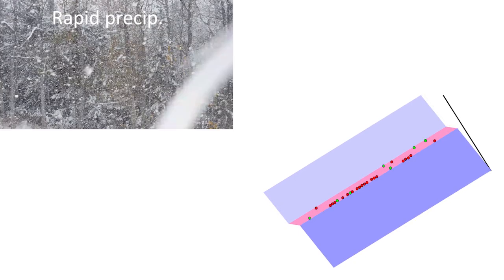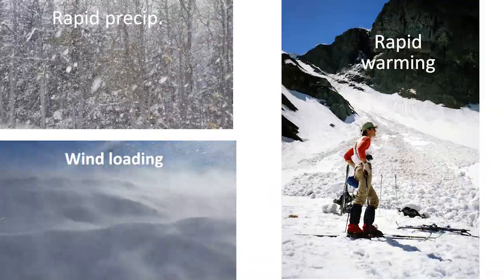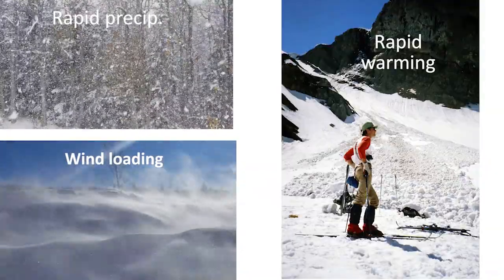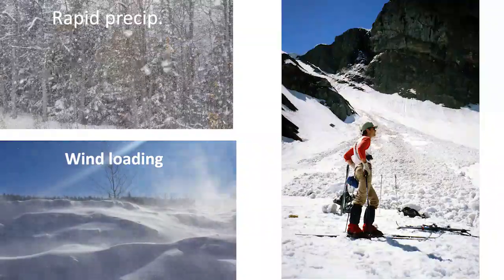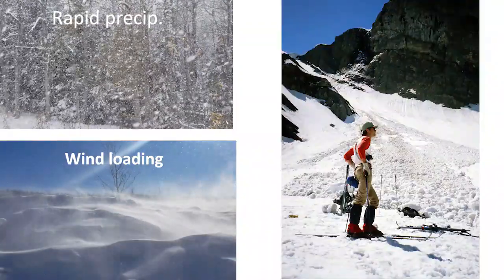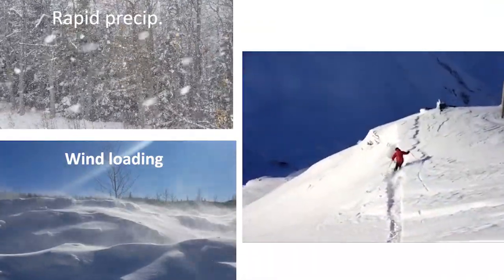So, looking at the early stages of natural avalanches, we identified conditions that increase creep and the shear rate: rapid precip, wind loading, and rapid warming. These are also preconditions that favor rider triggering. So far, we've not identified slab tension as a precondition.